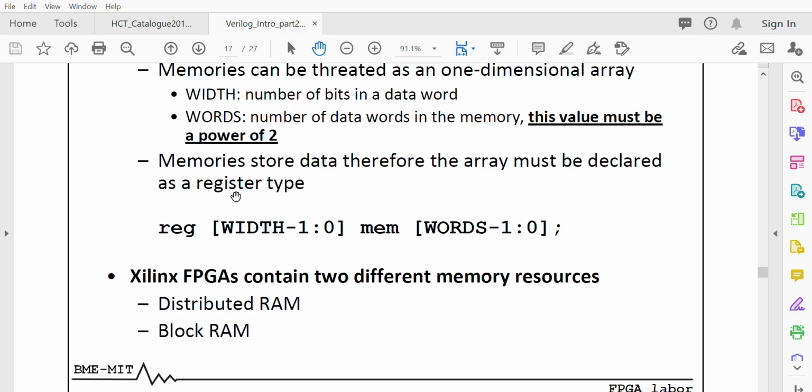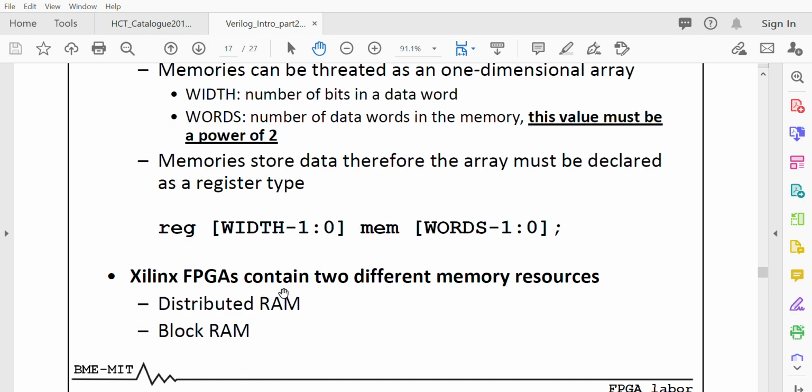Then you have the size of one data word, and then you use whatever identifier you want to use. It doesn't have to be mem. You can use array one, whatever name you want to give. And then here you declare the dimension of the memory, which means the size of the memory or the number of words, copies of the same size word.